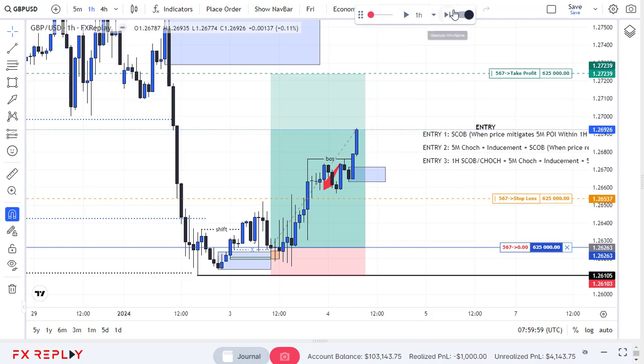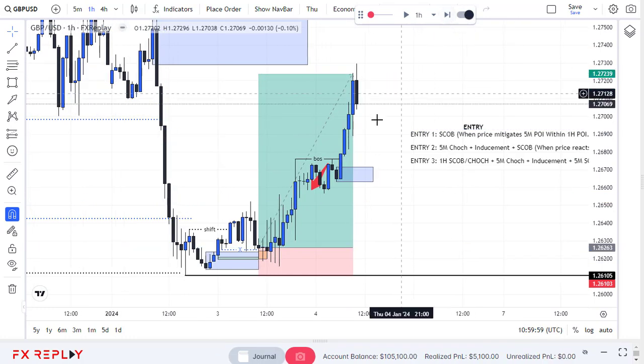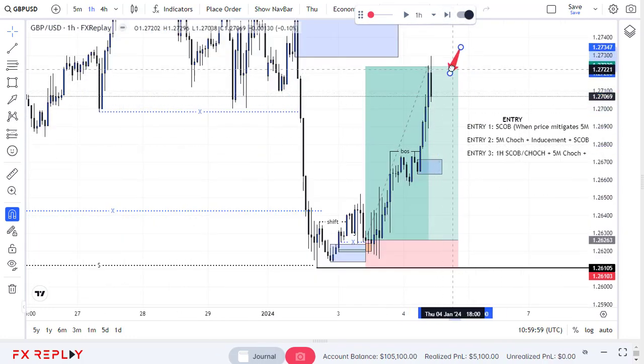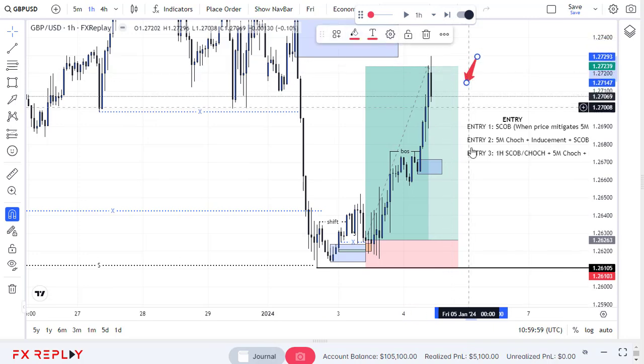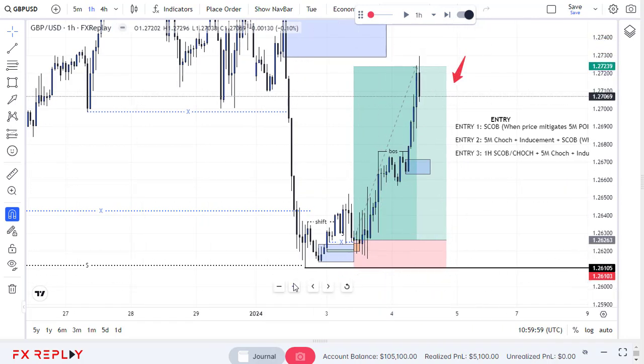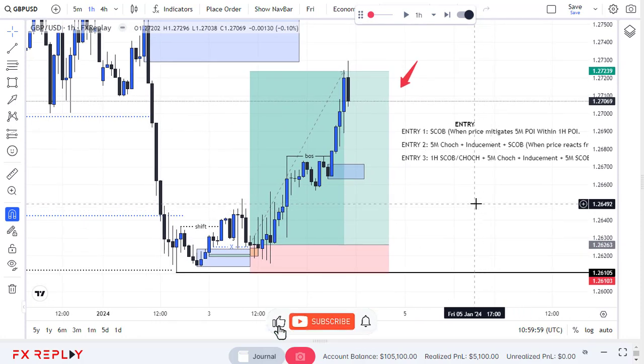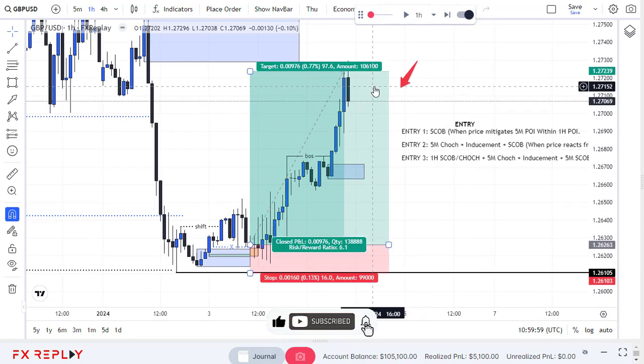So now let's see what happens eventually, and then voila, price took me out for a 6% trade. So eventually price smashed our take profit. So this was a very beautiful trade. So 2 trades for the week. One was a loss, one was a win, both on GBPUSD. So we are sitting at a 5% profit for the week.